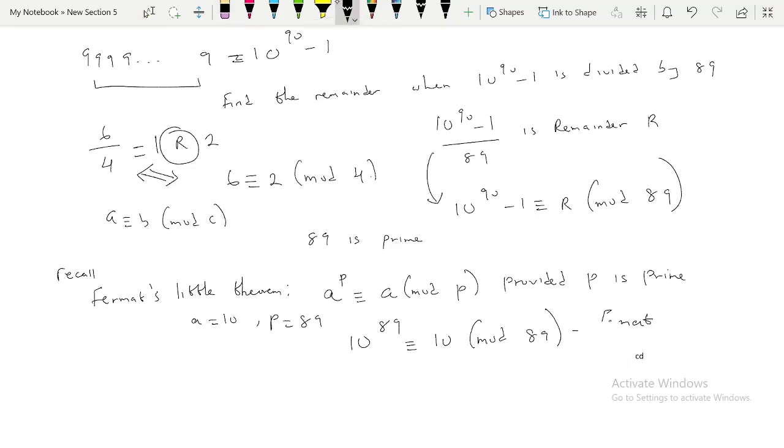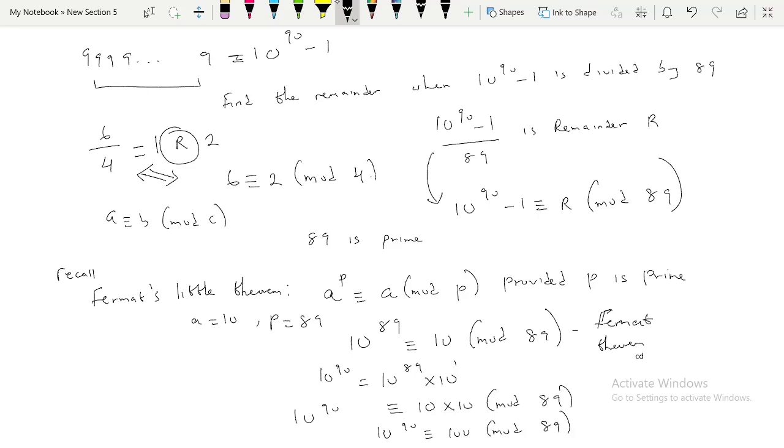So we know 10 to the power 89 is congruent to 10 in mod 89. That means when you divide 10 to the power 89 by 89, the remainder is 10. So 10 to the power 90 is 10 to the power 89 times 10 to the power 1, and this 10 to the power 89, we know, is remainder 10. This is remainder 10 times 10 in mod 89. That means 10 to the power 90 is congruent to 100 in mod 89, or rather, when you divide 10 to the power 90 by 89, the remainder is 100.